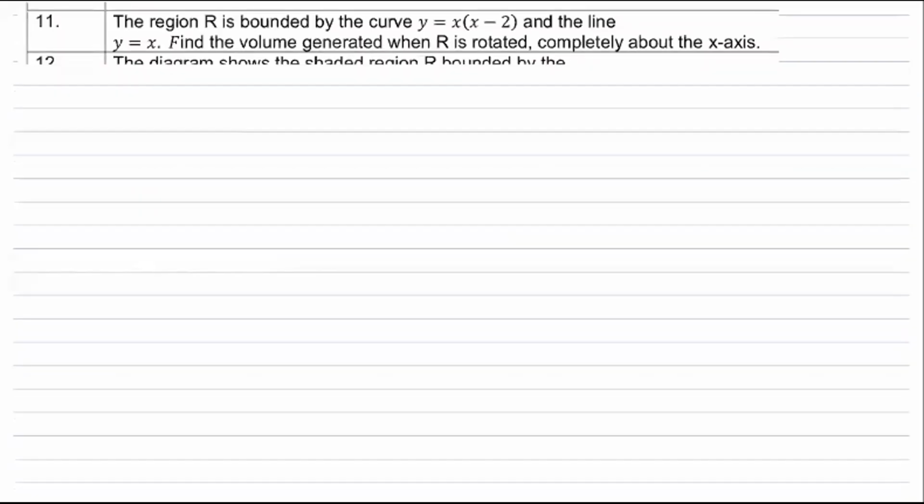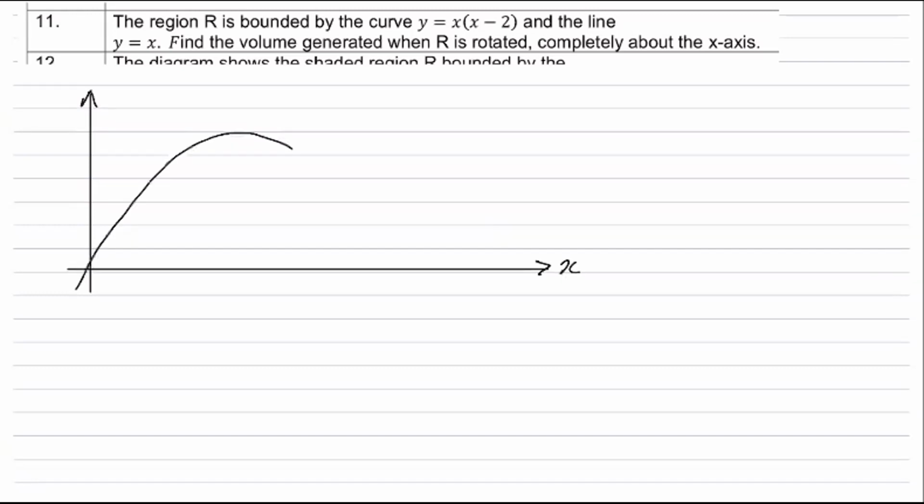So there's question 11. The region R is bounded by the curve y equal to x times x minus 2 and the line y equal to x. Find the volume generated when R is rotated completely about the x-axis. So for this question, you must first draw the diagram as well. All the integration questions need a diagram, just like vectors.